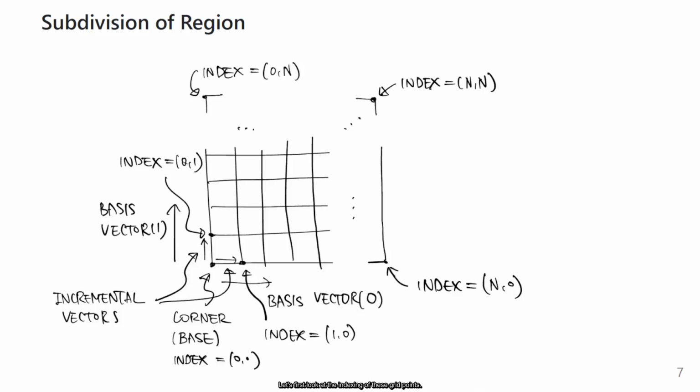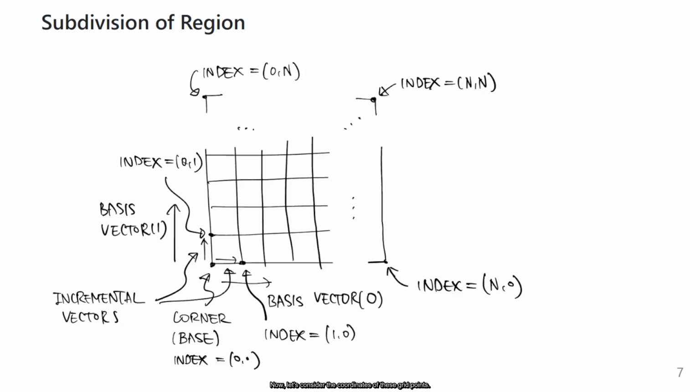Let's first look at the indexing of these grid points. Set the axis of the corner to be 0, 0. When each dimension is divided into n segments, indices from 0 to n are generated. The indices of these divided grid points are arranged in lexicographical order. In other words, the first index increases first, followed by the second index.